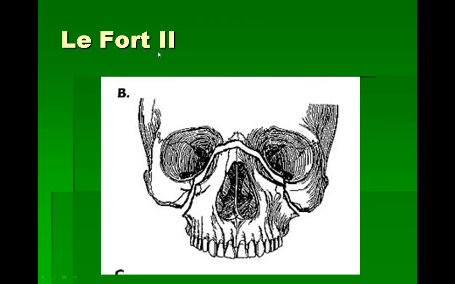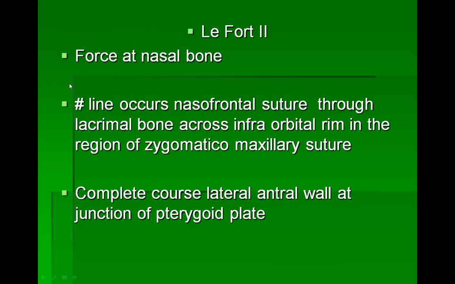This is called Lefort 2 type of fracture. The other name for this is pyramidal type of fracture. It looks like a pyramid, so you say pyramidal type of fracture. Usually the force is delivered at the level of the nose. The fracture line occurs at the nasofrontal suture through the lacrimal bone, across the infraorbital rim and the region of the zygomatico-maxillary suture. It then crosses the lateral wall of the antrum at the junction of the pterygoid plate.